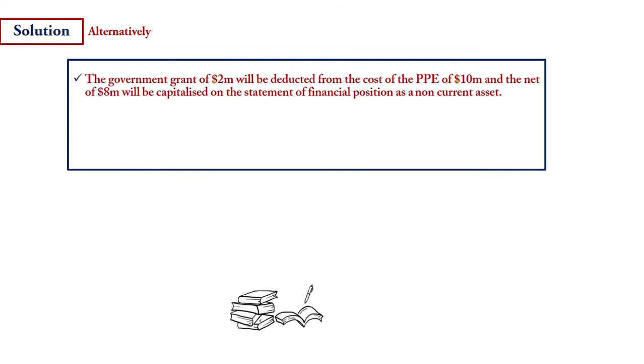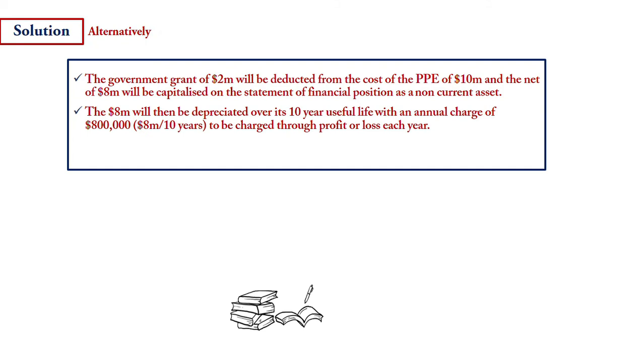Let's look at the alternate solution. Here, the government grant will be deducted from the PPE of $10 million. Then the net of $8 million will be capitalized on the statement of financial position as a non-current asset. Then this $8 million will be depreciated over the useful life of 10 years with an annual charge of $800,000 to the profit or loss account. And the carrying value will also be ascertained by deducting the accumulated depreciation from the cost of the asset.